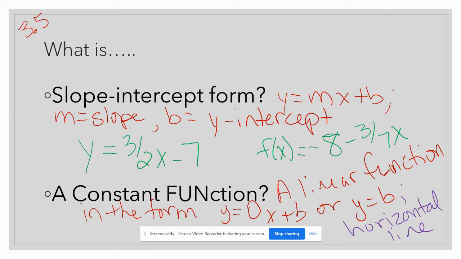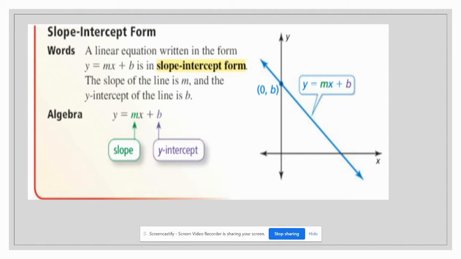A constant function, or the horizontal line examples, would be y equals 9, y equals negative 7.2, y equals 1/3. So those are all examples of what that would be. Here you can see another representation for slope-intercept form.